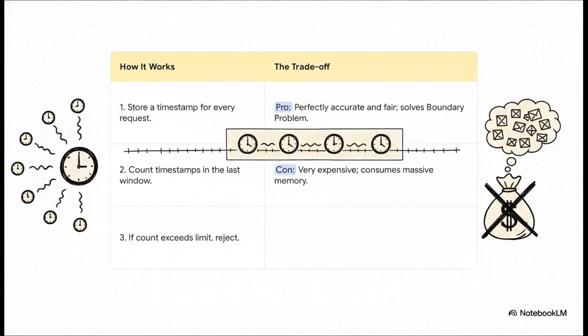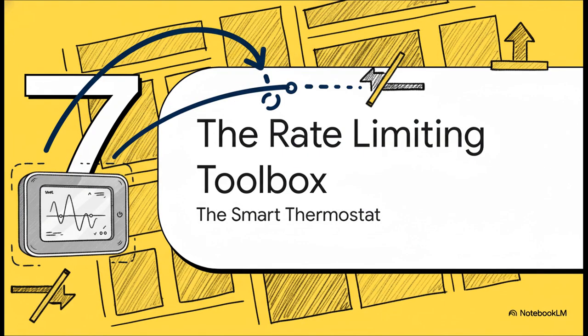So what's the catch? Well, the trade-off is massive. It's incredibly expensive. Storing a timestamp for every single request at scale, that's going to eat up a truly insane amount of memory. And that massive cost brings us to our final strategy, which is a hybrid solution that really tries to give us the best of both worlds. It's called the sliding window counter.